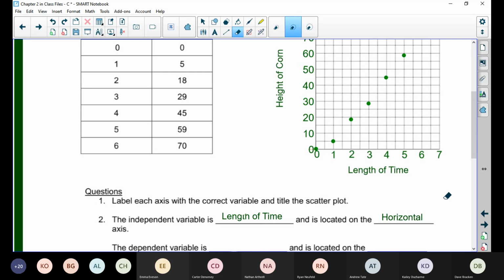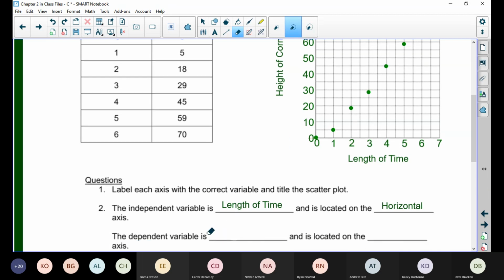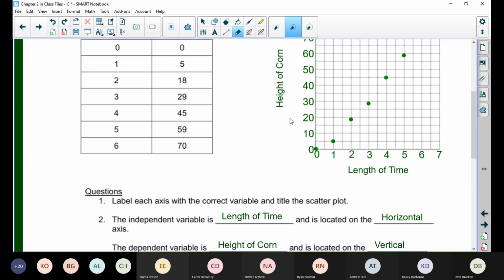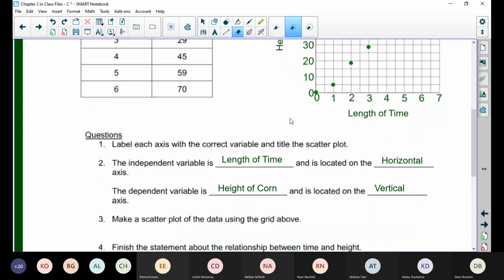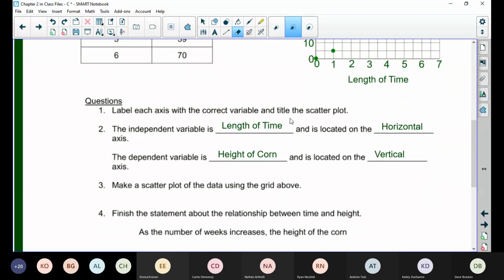Which means the dependent variable, what depends on the length of time? What variable depends on the length of time? It's the height of the corn. The height of the corn depends on how long the corn has been in the ground. This is located on the vertical axis, the one straight up and down. Think of a vertical jump, straight up and down. Make a scatter plot, we already did.